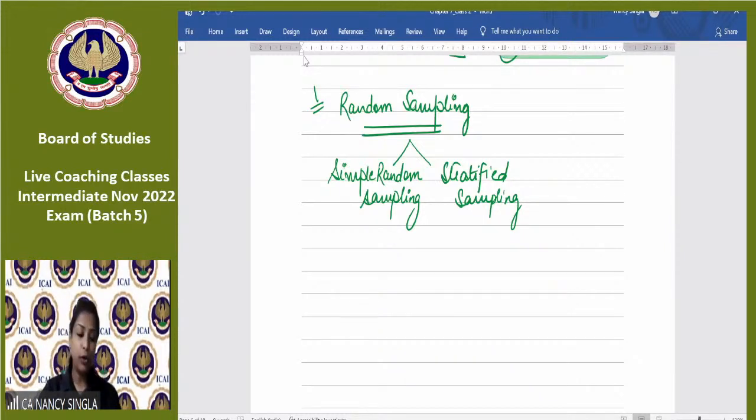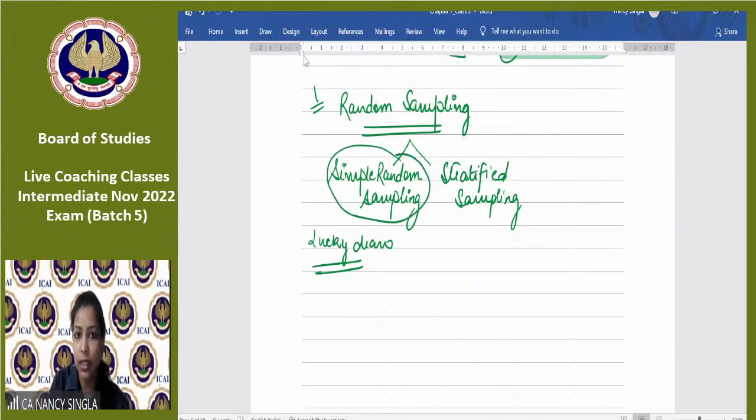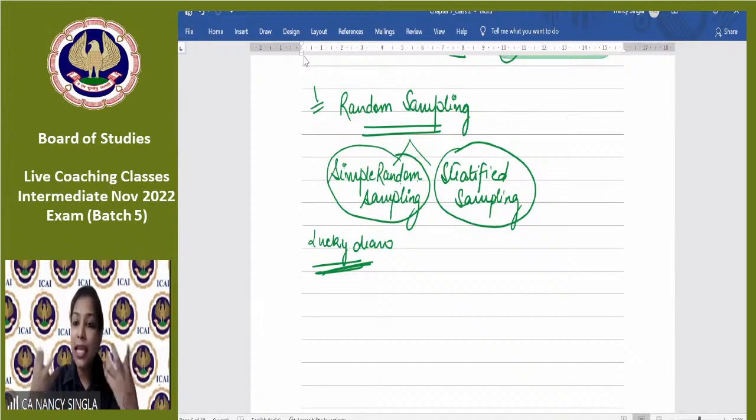Okay. Now try to understand. In simple terms, I can say it is a kind of lucky draw. Random sampling is of two types: simple random sampling and stratified random sampling. And what is random sampling? It is a kind of lucky draw, where any of, let's say, the purchase or sales invoices will be selected.